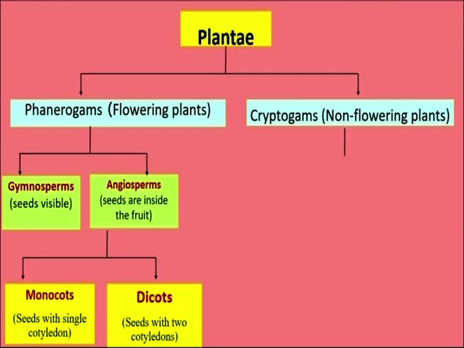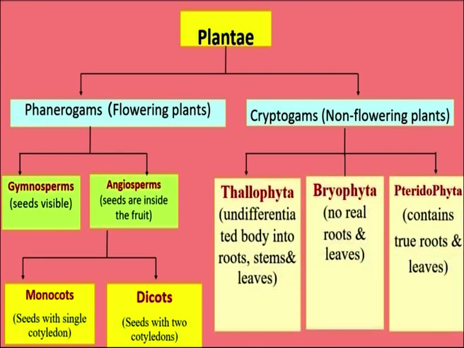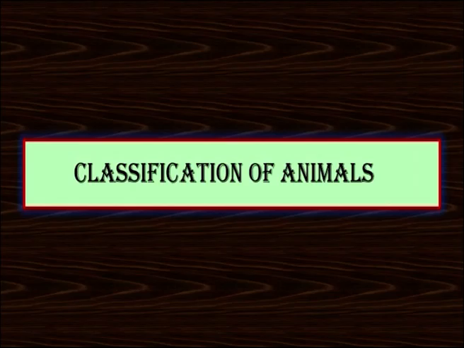The non-flowering plants are grouped into three categories: Thallophyta, Bryophyta and Pteridophyta. Thallophyta plants have an undifferentiated body, without roots, stems and leaves. In Bryophyta plants, no real roots and leaves are found, whereas true roots and leaves can be seen in Pteridophyta plants. Now let us try to understand the classification of animals.